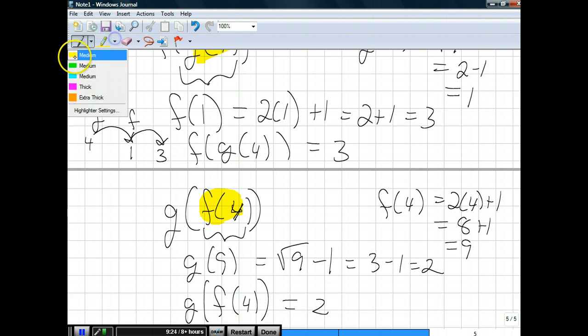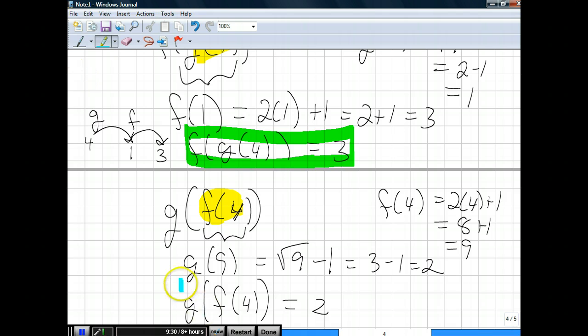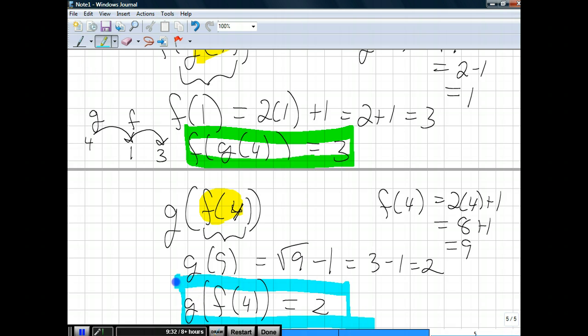And again, notice this answer is different from this answer. And so you have to be careful of the order. You always start from the inside and then work to the outside.